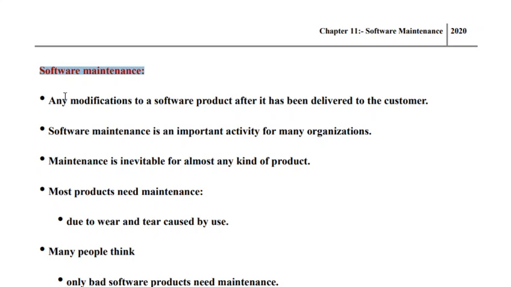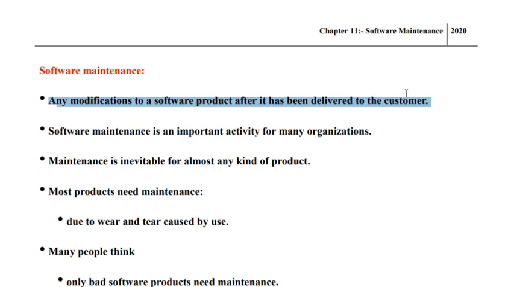Now, software maintenance basically refers to any modification that is brought about with the software application after the software application has been delivered to the customer. So any post-delivery alteration that is brought about in the software system is called maintenance.